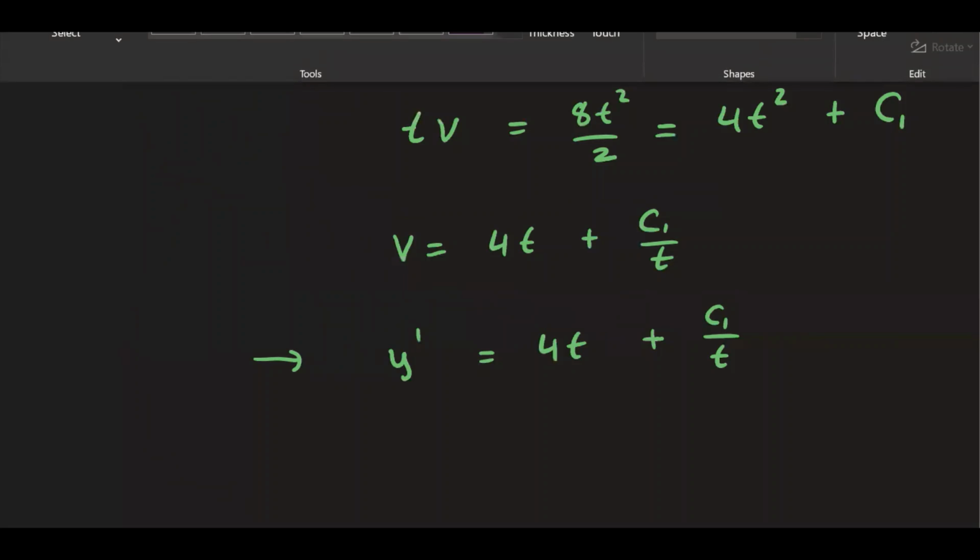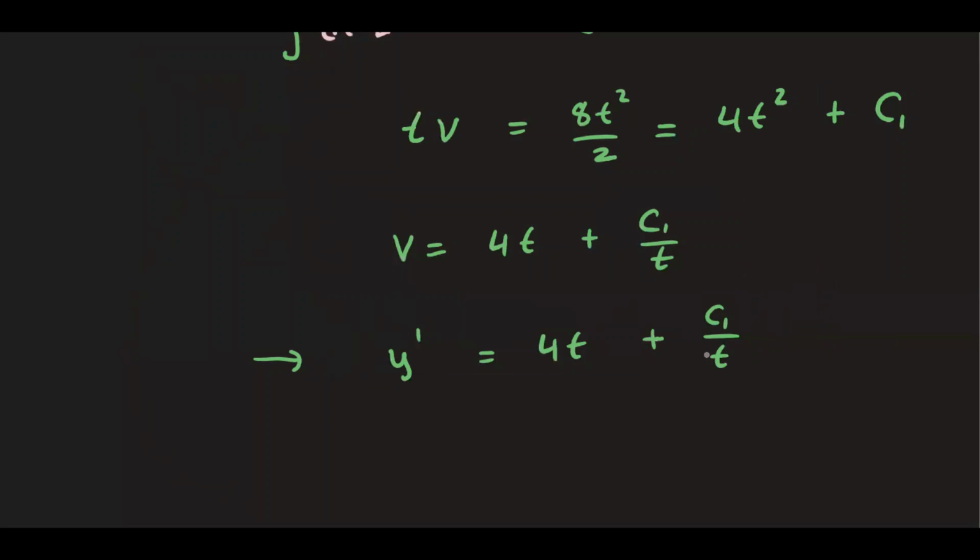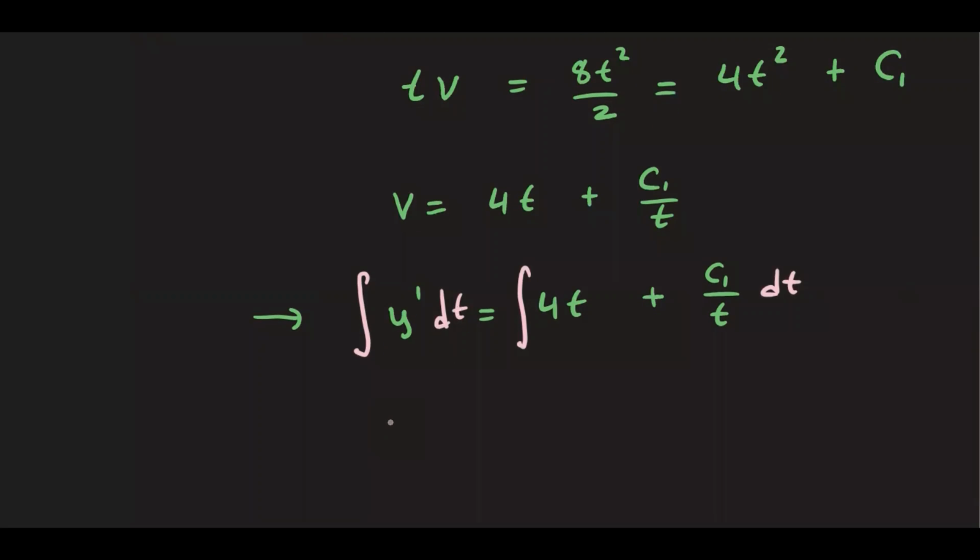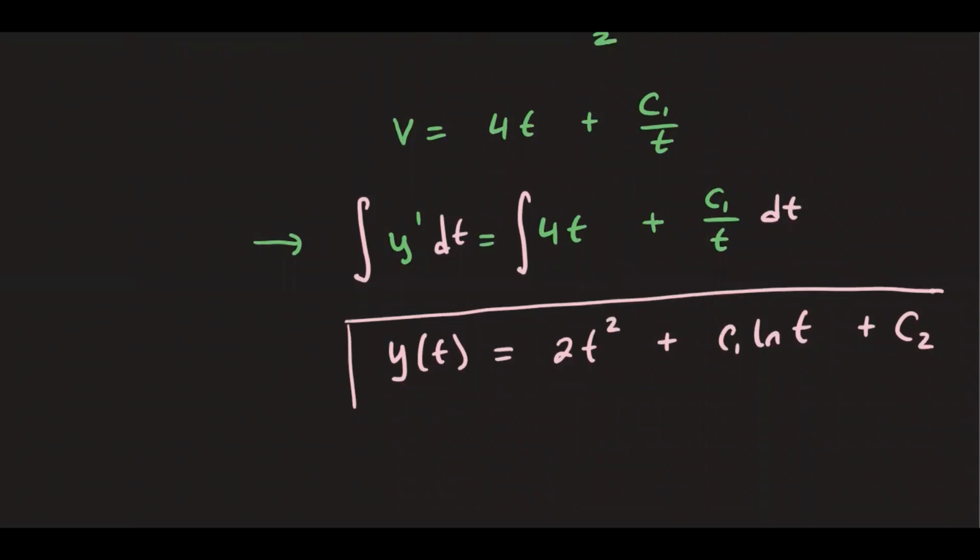Now I can go ahead and integrate both sides. And we're almost there. And we're integrating with respect to t. So we have y prime. If I integrate that, well, I have my function y of t. That will give me 4t squared over 2, which is simply 2t squared, plus c1 over t. If I integrate that, that's simply c1 ln of t. And I have another integration constant, c2. And there you have it. That's the solution to this second order differential equation using the method of reduction of order.